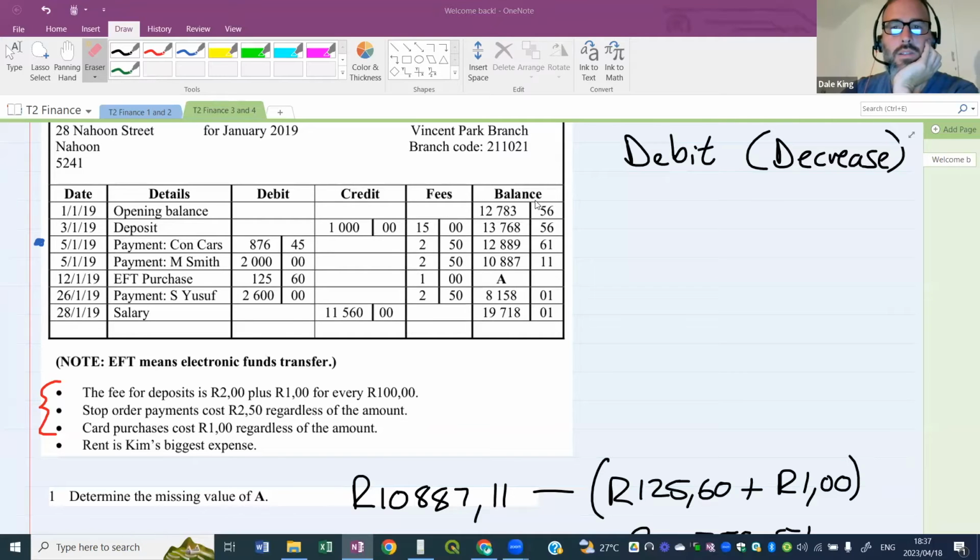Sakile, talk to us. Hi, sir. How are you? Good, thank you. Which one is wrong? I would say the 15 Rand, because in the note, on the first point, it says the fee for deposits is 2 Rand plus 1 Rand for every 100 Rand. So it's wrong. So you're saying if this statement is correct, then that 15 Rand is wrong.